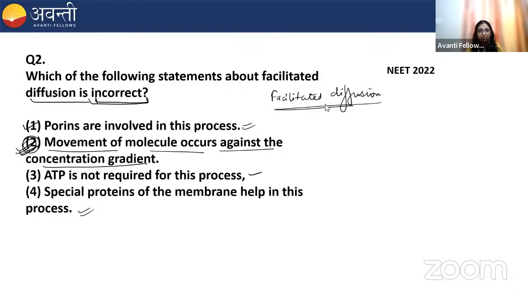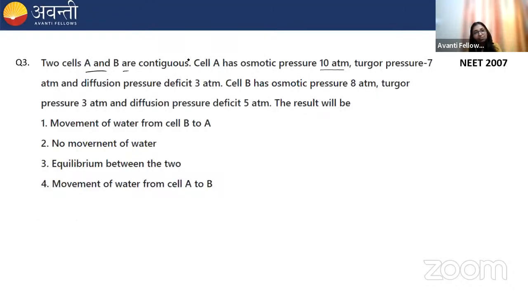Okay. Now moving to the next question. This is very important. Do people know about DPD? Let me ask you this: diffusion pressure deficit. Quickly answer me in the chat box. And if you know about DPD, then quickly answer what you think will be the correct option for this question.